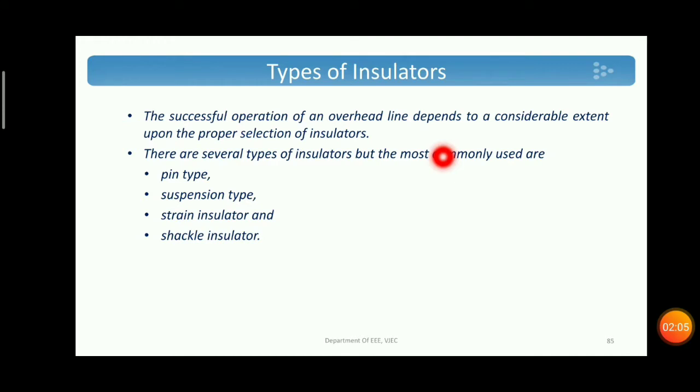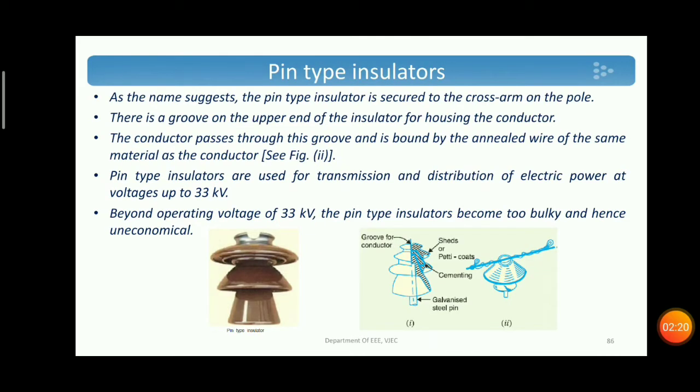There are different types of insulators. For the successful operation of an overhead line, the selection of insulators is a must. Different types are pin type, suspension type, strain type and shackle insulators. First one is pin type insulators. As the name suggests, it is pinned on the tower.